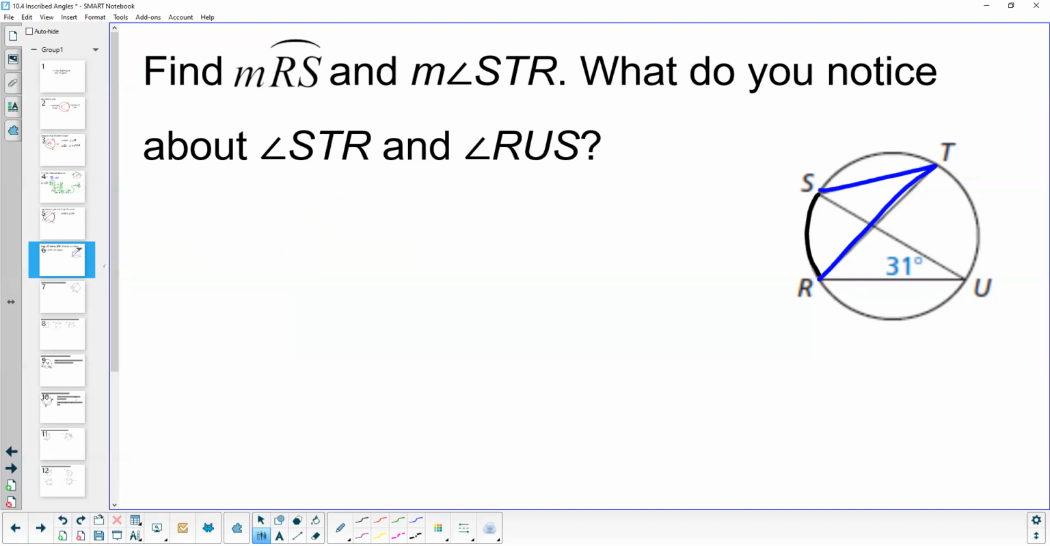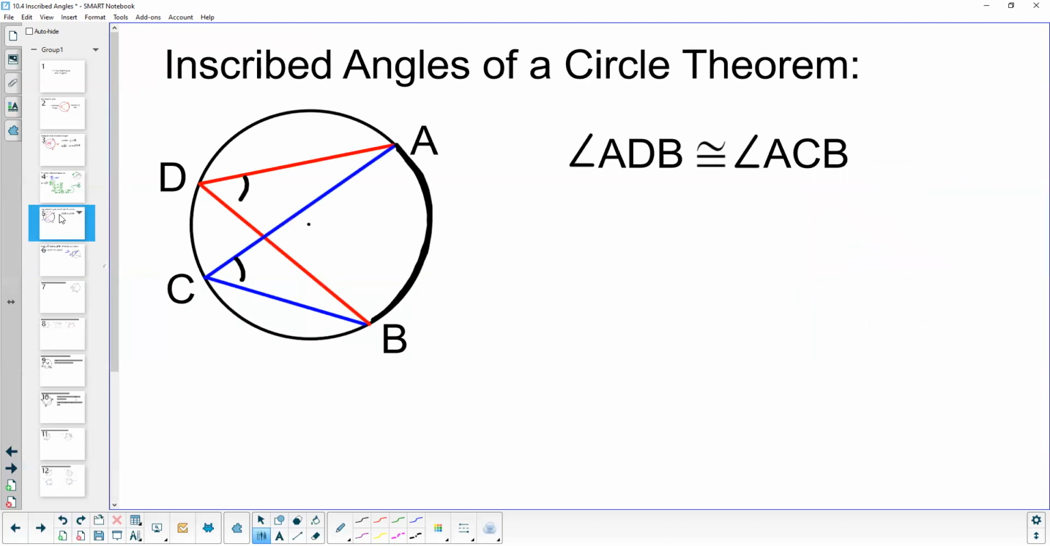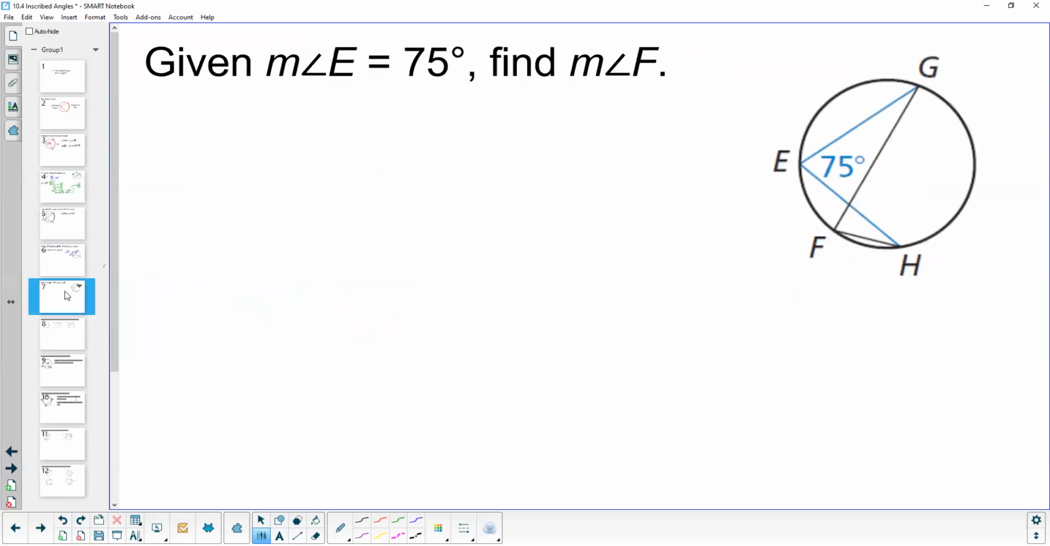So because it's the same inscribed angle, that means that the relationship between that angle and that arc is going to be the same. So if our angle is 31, we multiply it by 2, and we figure out that the measure of arc SR is going to be 62 degrees, or RS. So if that's 62 degrees, because that's the same intercepted arc, that means that STR is also going to be 31 degrees. They're the same. And we also can confirm that using this inscribed angles of a circle theorem. Let's take a look at one more example here.